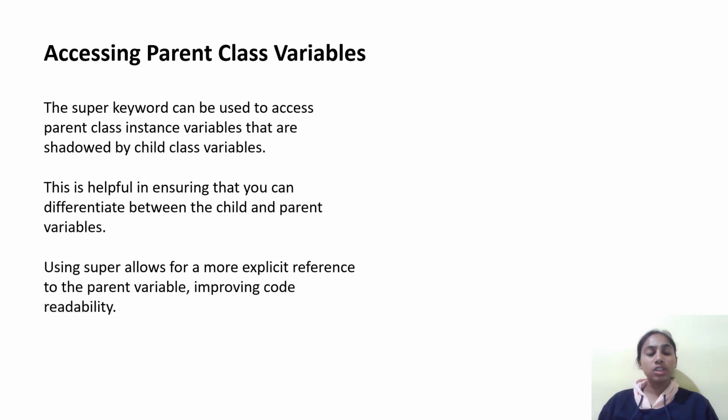We will move on to the next slide, that is accessing the parent class variables. How to access the parent class variables. The super keyword can be used to access the parent class instance variables that are shadowed by the child class variables. This is helpful in ensuring that you can differentiate between the child and the parent variables. Using super allows for a more explicit reference to the parent variables, improving code reliability.